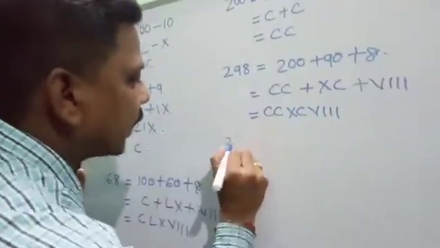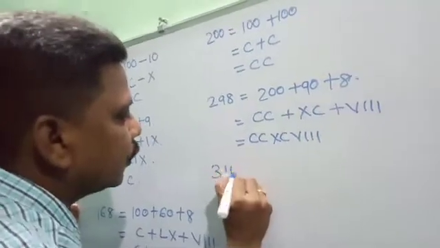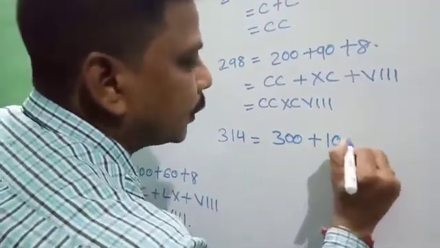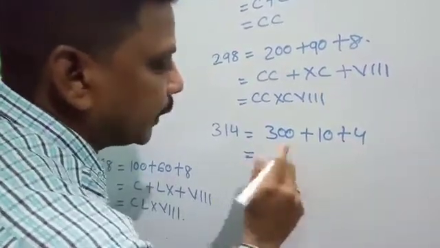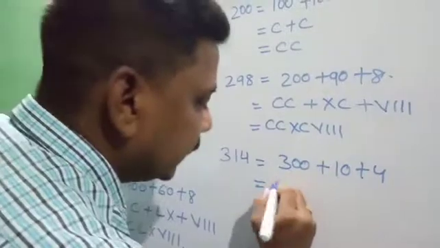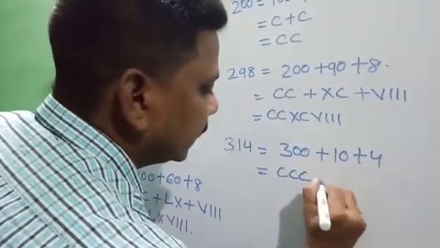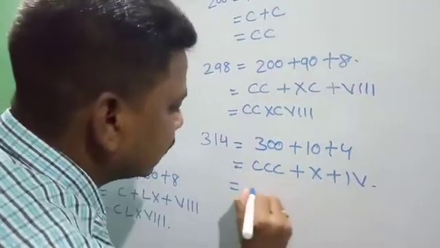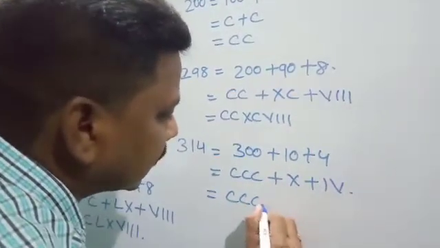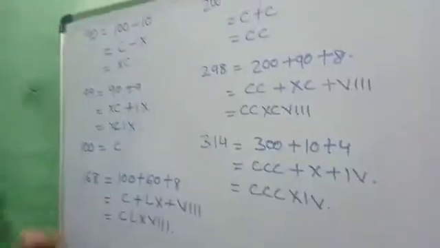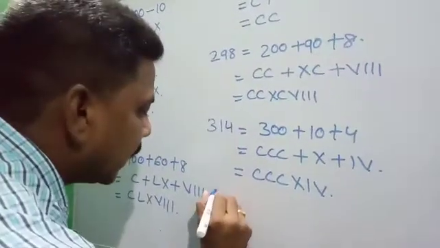Suppose we have to write 314, which means 300 plus 10 plus 4. If you expand a number like this, then it will become easy for you. CCC plus X plus IV. Then the Roman numeral is triple C XIV.